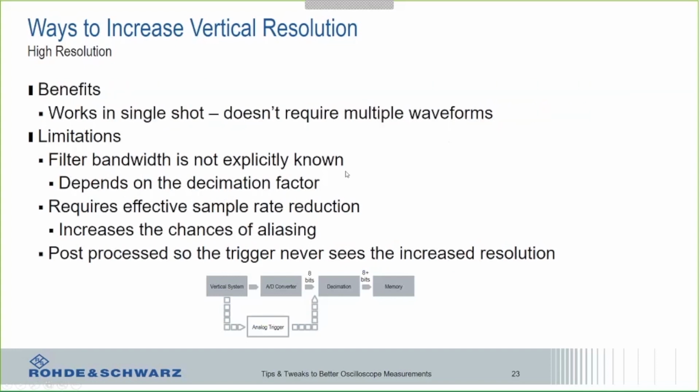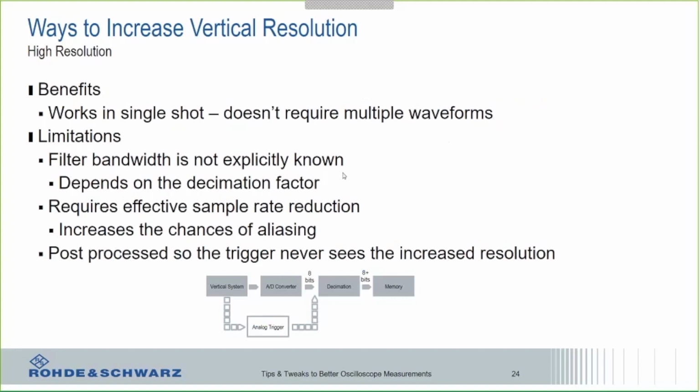The benefit of this is that it does work in single shot, so it doesn't have to have a repetitive waveform. There are some limitations, though. One, oftentimes the filter bandwidth is not explicitly known, and it really depends on the decimation factor. So you may not know exactly how much bandwidth you still have in your oscilloscope.